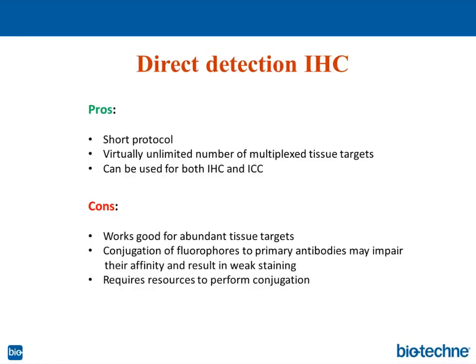And here, you can combine and conjugate primary antibodies to different dyes and, if you have the means to visualize these dyes under the microscope, so you have all the necessary lasers on the confocal microscope, or all the cubes on the conventional microscope, you can easily see them. So you can pretty much have a large number of targets detected. And it can be used easily for both IHC and ICC because there are no harsh treatment conditions for cells. Cells will remain intact.